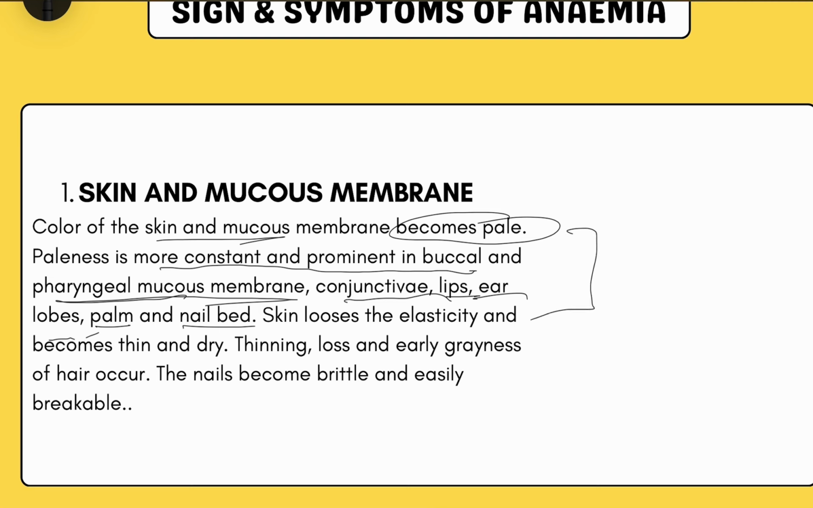One of the most prominent being the conjunctiva and also the general paleness of the skin, the palm and the sole. Skin loses the elasticity, becomes thin and dry. Thinning, loss and early grayness of hair occur. The nails become brittle and easily breakable. So these are the signs and symptoms of anemia over the skin and the mucous membrane.